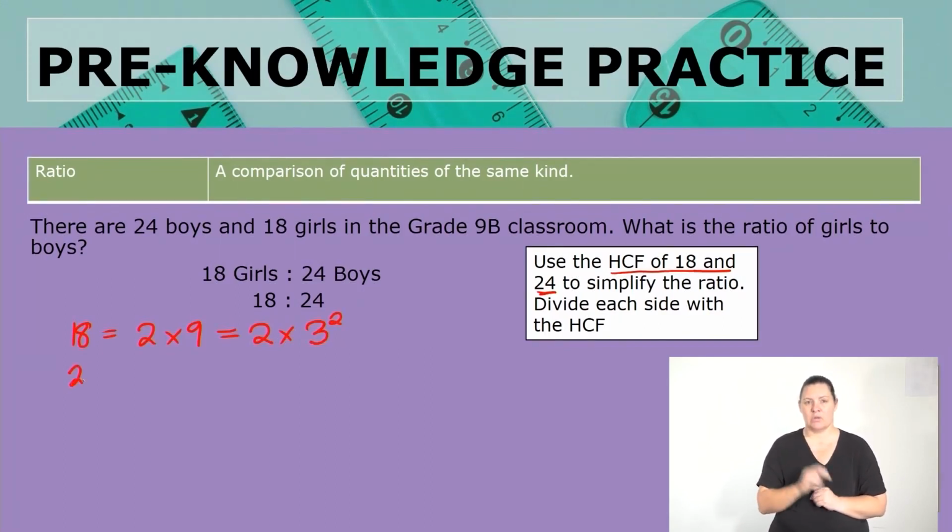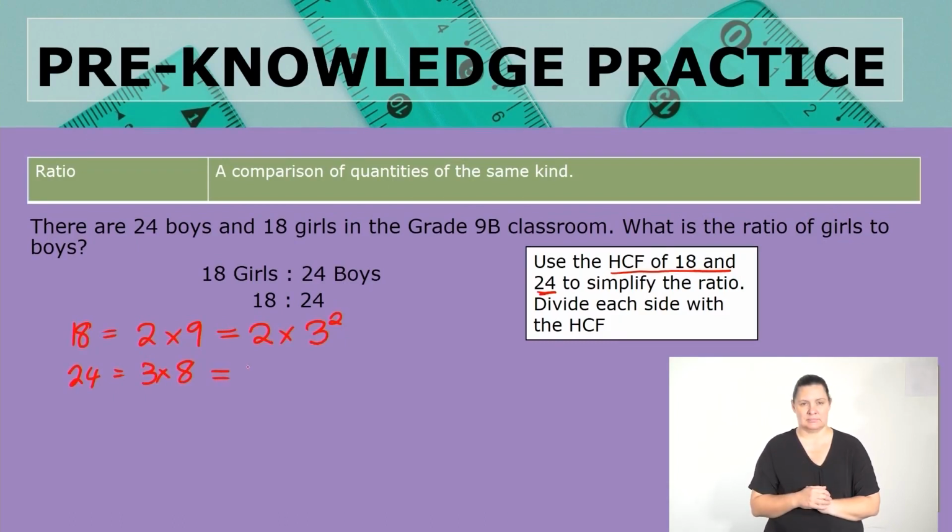Let's also write 24. 24 is 3 times 8, right? So 8 is not a prime number. So we need to use numbers that are prime numbers. So 8 can also be 2 exponent 3.